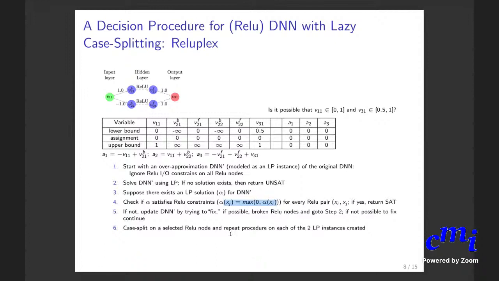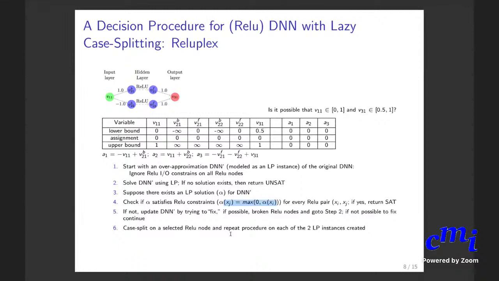you split. You pick one of the ReLU nodes, split it into two different instances, and then run this procedure recursively on each of the two LP instances that you get as a result of case splitting. So that is what this thing does.